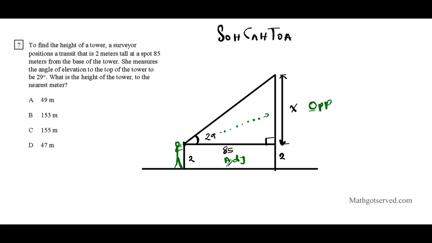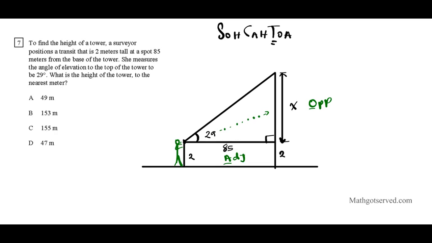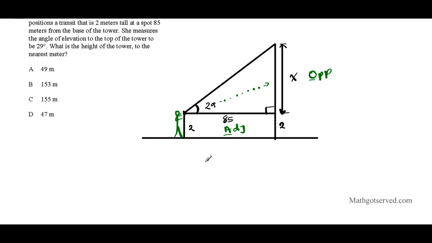So which trig ratio has O and A? Which trig ratio relates the opposite and the adjacent? This is a tangent function, right? So we're going to be using tan to solve the situation, okay? So we're going to have tan of the angle, 29, equals opposite, which is x, over adjacent.